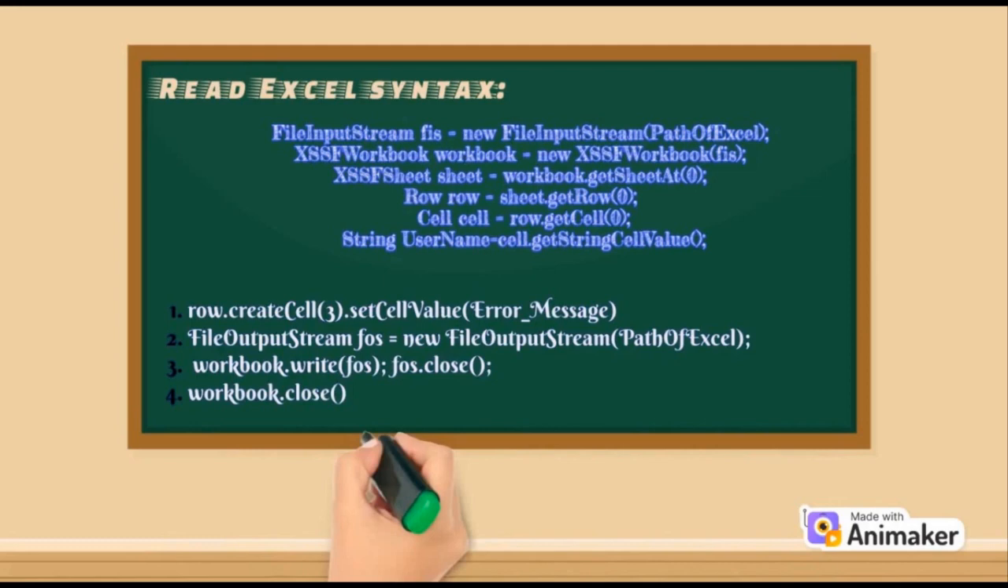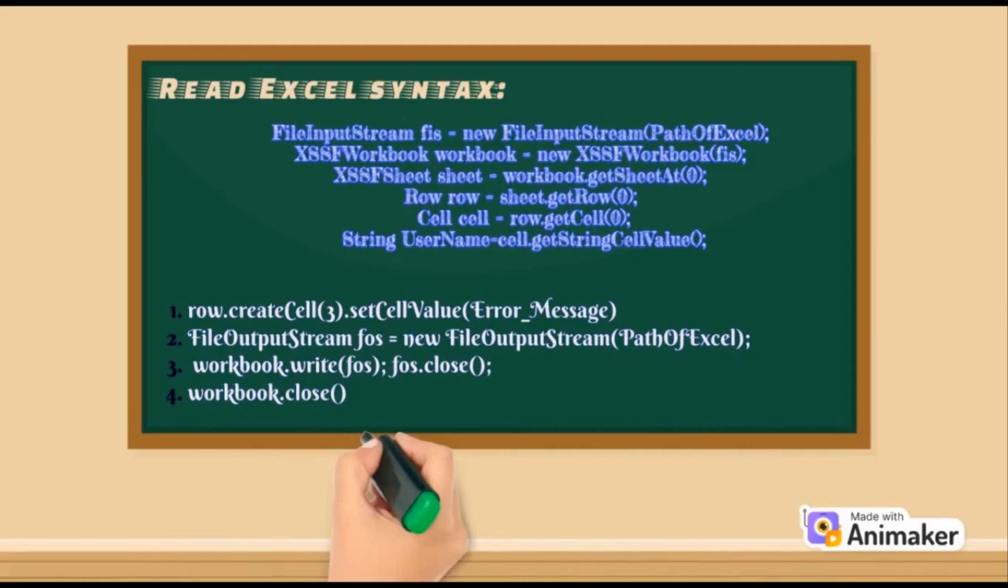And the line 2, FileOutputStream. FileInputStream to read and FileOutputStream to write back. So the FileOutputStream class object is fos, and new FileOutputStream, you need to again pass the path of the Excel. And the third line is workbook.write. Already we have initialized this XSSFWorkbook, so that object should be called with .write, and you have to pass the output stream.